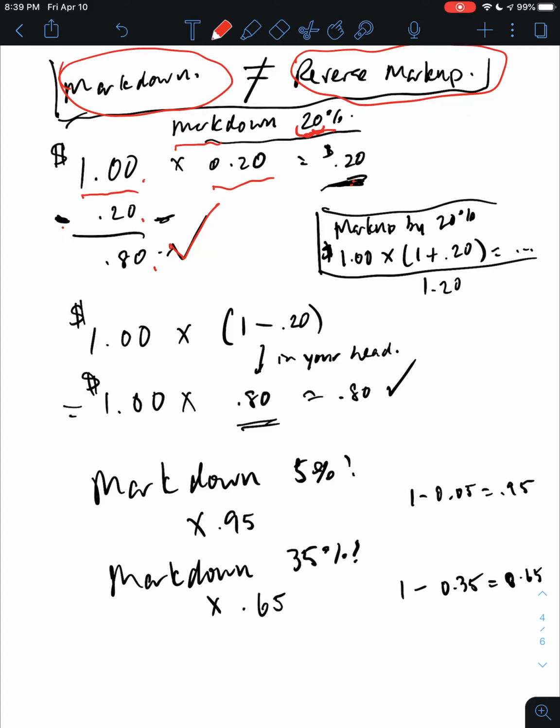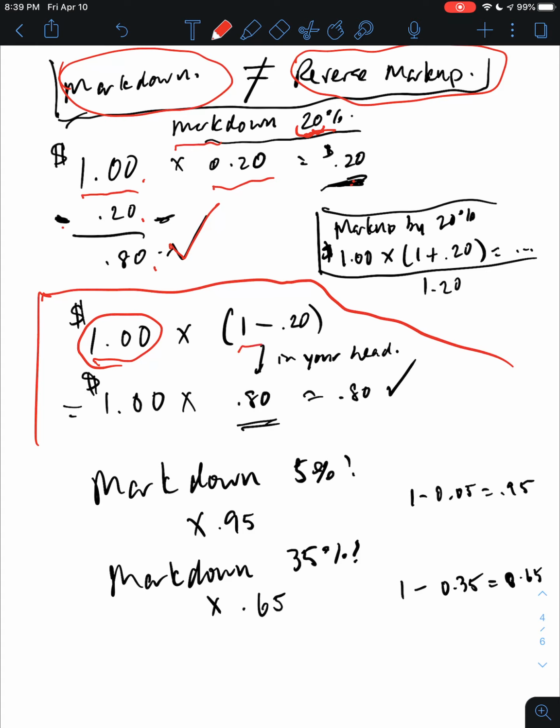However, I can do this faster. I can do this in one step instead of two. And that is just by taking my $1 and multiplying by this magic factor. This you can calculate in your head. It's 1 minus 20%, and that is 0.80.